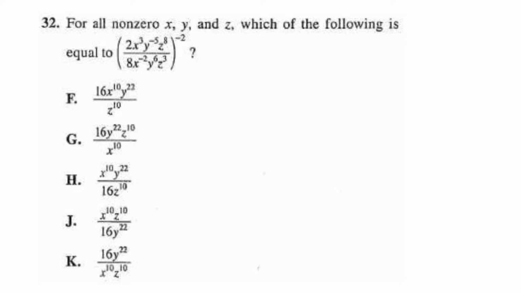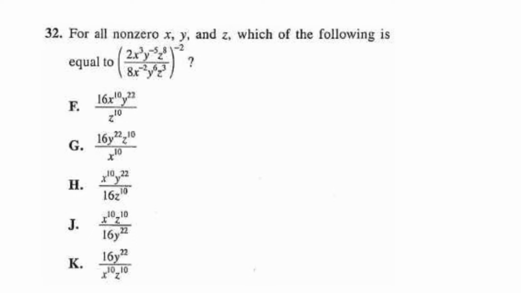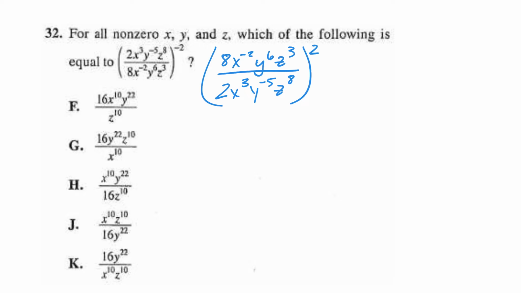So I'm going to show you this one by hand, and then I'm going to show you a nice little calculator trick that you may want to do. Anytime I have a negative exponent, the first thing I do is just flip everything so I can get rid of the negative sign. So I'm going to put the 8x to the negative 2, y to the 6th, z to the 3rd in the top, and I'm going to put the 2x to the 3rd, y to the negative 5, and z to the 8th in the bottom. When I make this reciprocal, then I can drop the negative sign from our powers here.